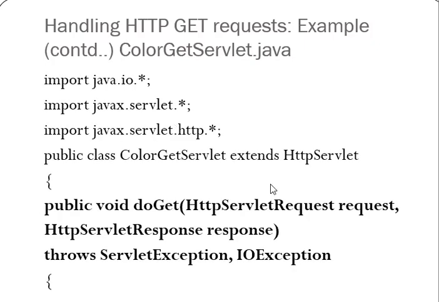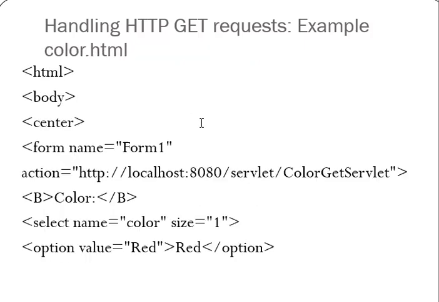On the server side, how do we identify whether this is a GET request? Here we should have written method. If nothing is written, then it is a GET request. Here in the form tag, we can add method equal to get.